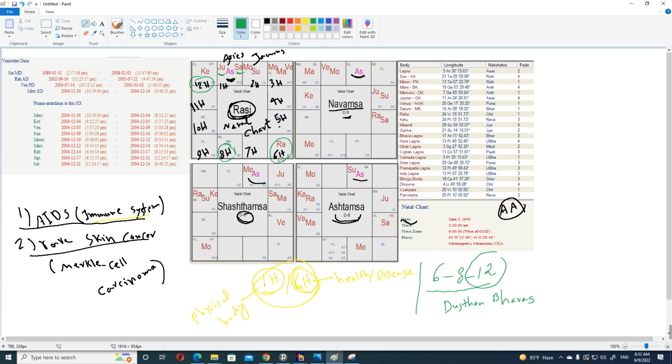The moolatrikona sign for Mercury is Virgo, and then Mercury is mainly the lord of the sixth house, although it is the lord of the third house too, that is Gemini, but it is not its moolatrikona house, and so it is mainly the lord of the sixth house. Then you can see Mercury is with Mars, conjunct Mars. Mars is the ruler of the ascendant.